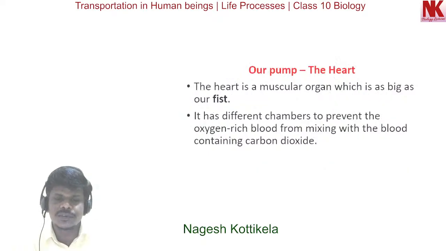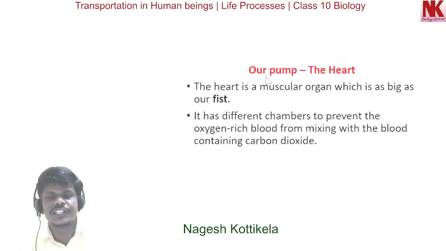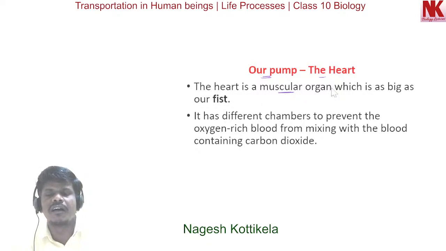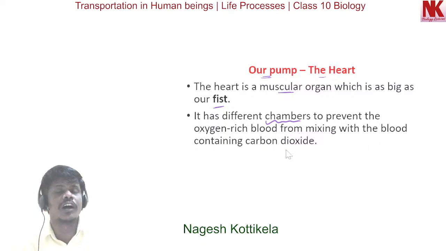Now the continuation part. The heart is our pump. In our body, the pump is the heart. The heart is a muscular organ about the size of our fist. It has different chambers to prevent the oxygen rich blood from mixing with the blood containing carbon dioxide. So there are 4 different chambers, which prevent the mixing of oxygenated blood and deoxygenated blood.